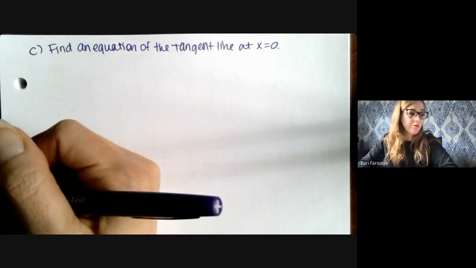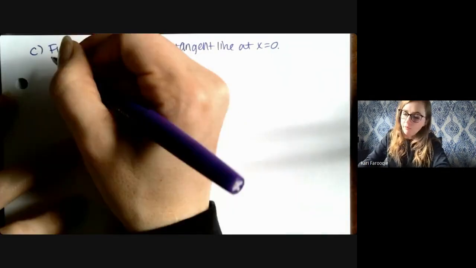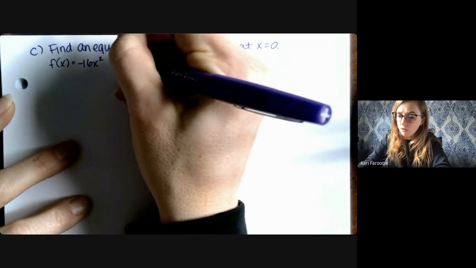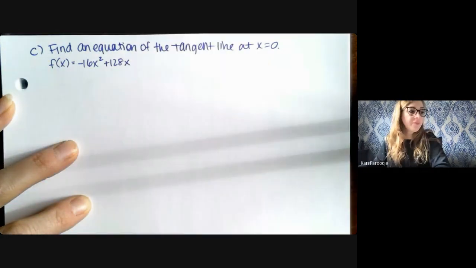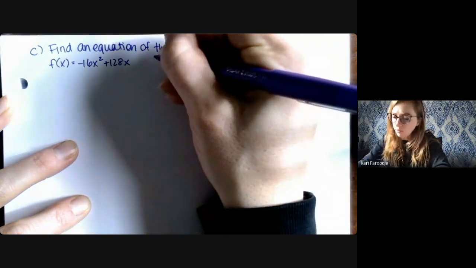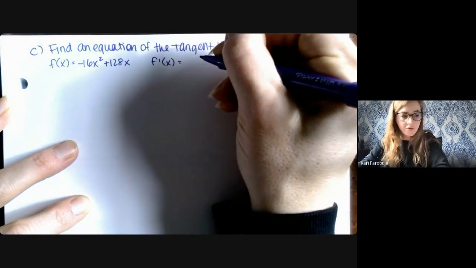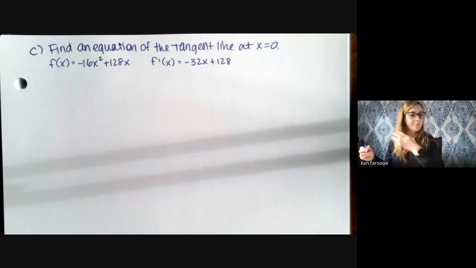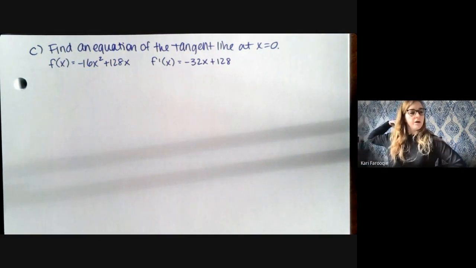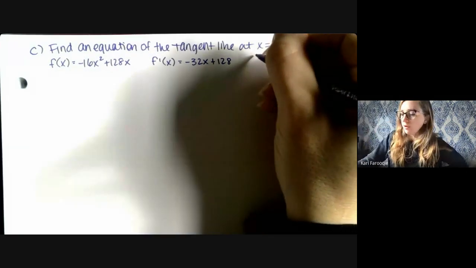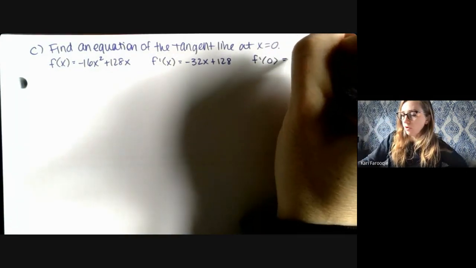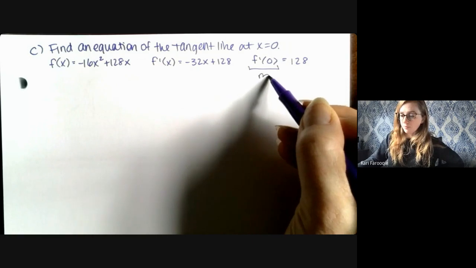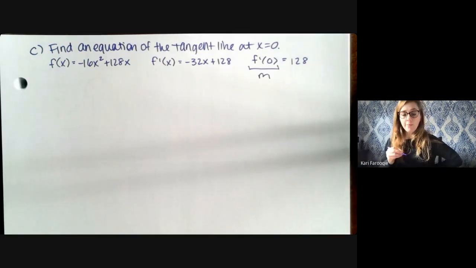Okay, so I'm going to remind you of what we have so far. You have f of x, since this is on the other sheet, f of x equals negative 16x squared plus 128x. And then we had f prime of x, the derivative that we found, was negative 32x plus 128. Now, we also found that f prime of 0 was 128. A derivative is a slope. The slope we usually call m.